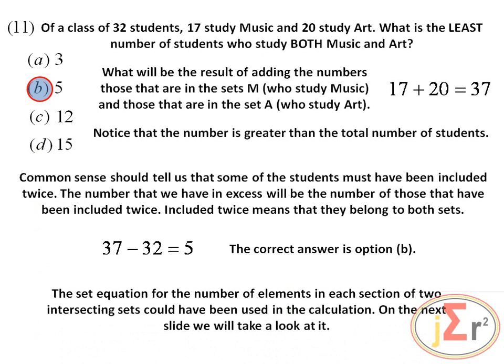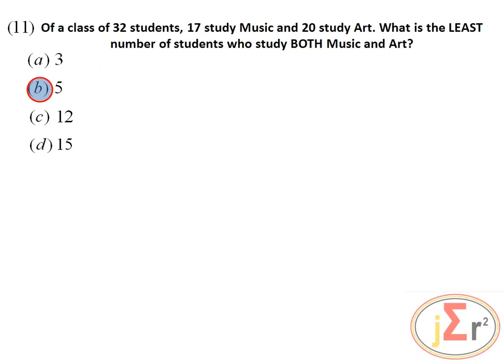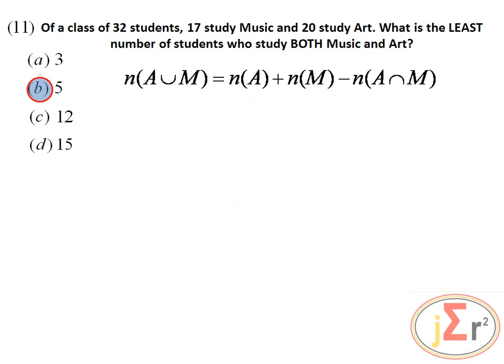The set equation for the number of elements in each section of two intersecting sets could have been used in the calculation. On the next slide, we will take a look at it. That is the set equation for the number of elements in each section of two intersecting sets. There we have it. N(A union B) is equal to N(A) plus N(B) minus N(A intersection B). That is, the number of elements in the union of both sets will be equal to the number of elements in A alone plus the number of elements in M alone minus the number of elements in the intersection of A and M.